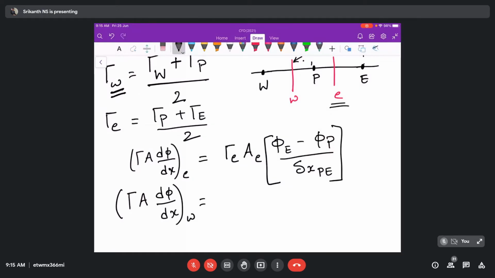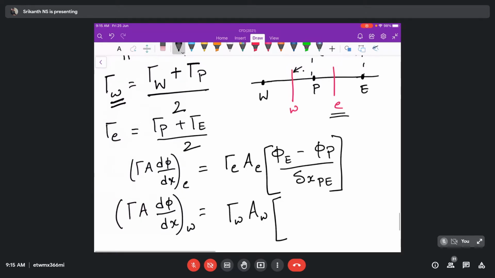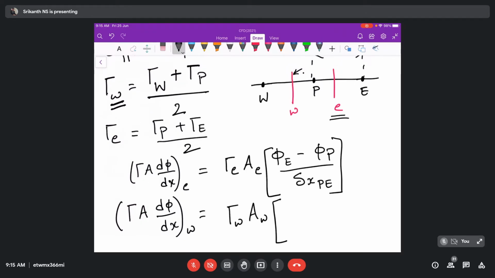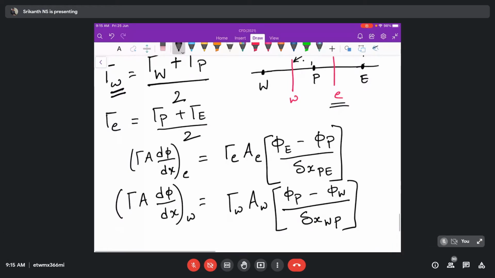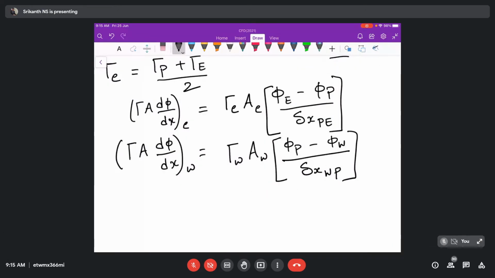Similarly, can you tell me what is this gamma A d phi by dx at the west face? Small letter means at the control volume, at the east and west faces. Gamma w Aw, then what is this? Can you tell me? Always right minus left at the face. Phi P minus phi W, divided by delta x WP. Correct. So like this, we are going to find the approximations.